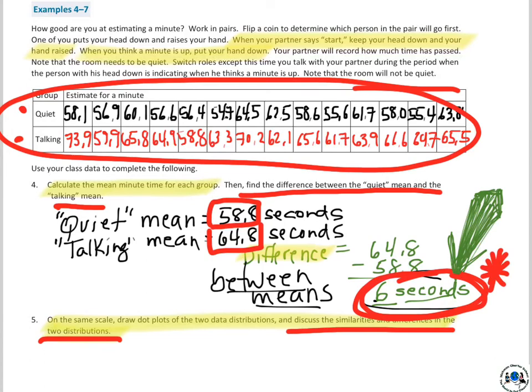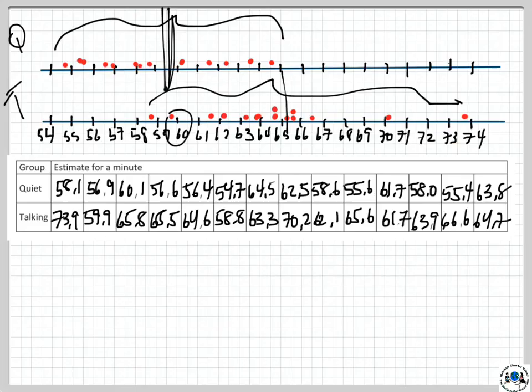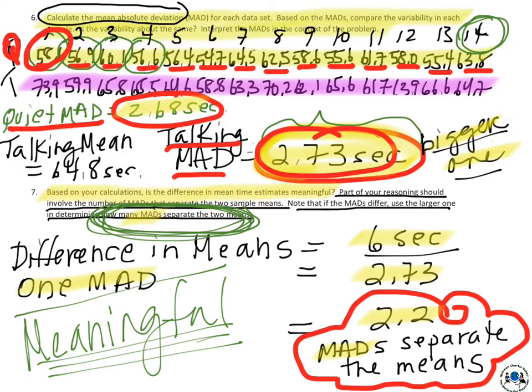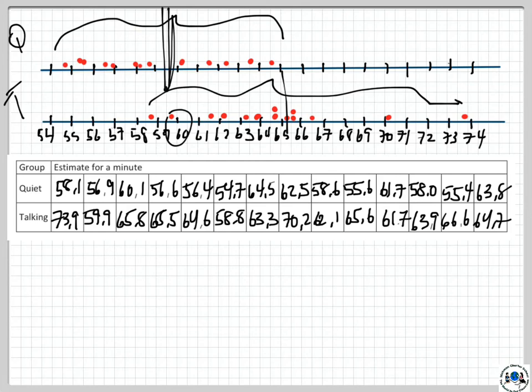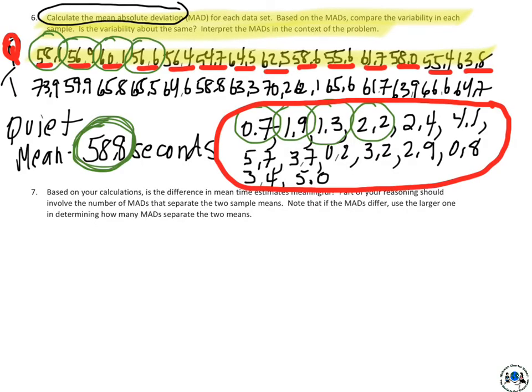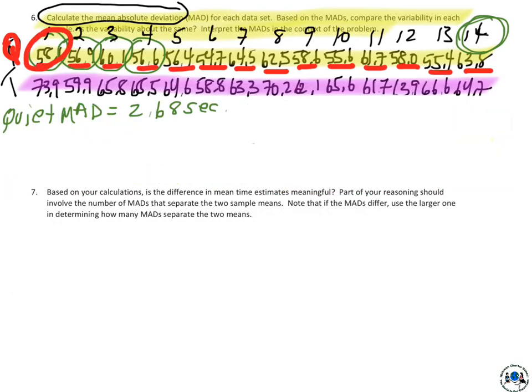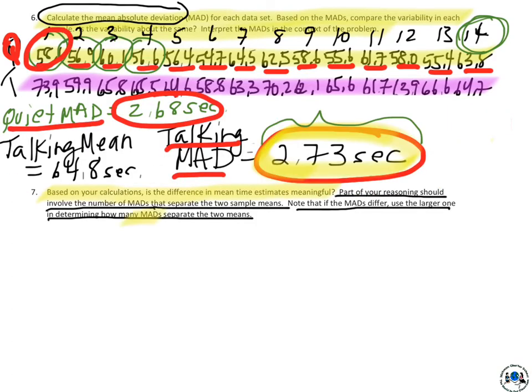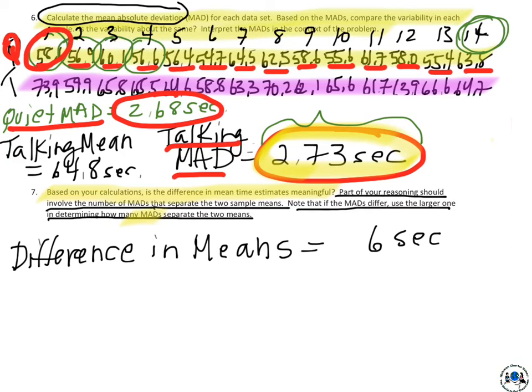So we are going to check now whether that 6 seconds difference is meaningful enough to allow us to say, yeah, quiet estimation is better or more efficient. Let's go ahead and test that. This is how we test that, with these MADs, these mean absolute deviations. And again, I've got to get through all of this first.